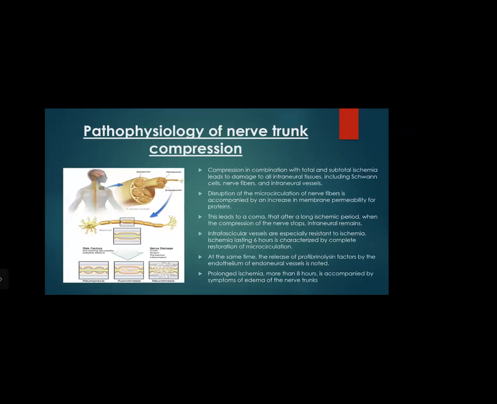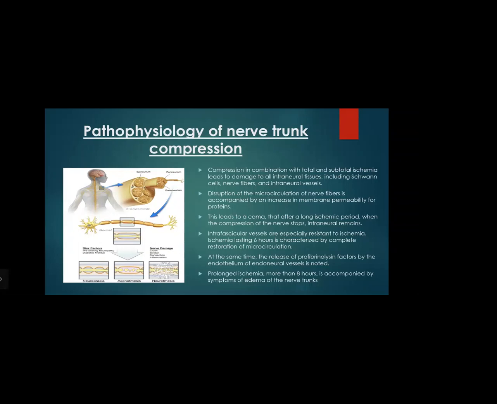So, pathophysiology of nerve trunk compression. Compression in combination with total and subtotal ischemia leads to damage of all intraneural tissues, including Schwann cells, nerve fibers, and the intraneural vessels. The disruption of the microcirculation of the nerve fibers is accompanied by an increase in the membrane permeability of the proteins. This leads to coma, and that after a long ischemic period when the compression of the nerve stops, intraneural remains. Then intrafascial vessels are especially resistant to ischemia.